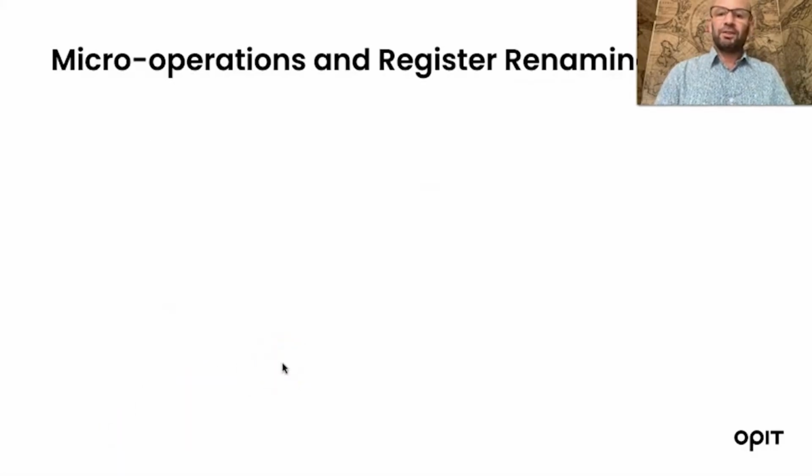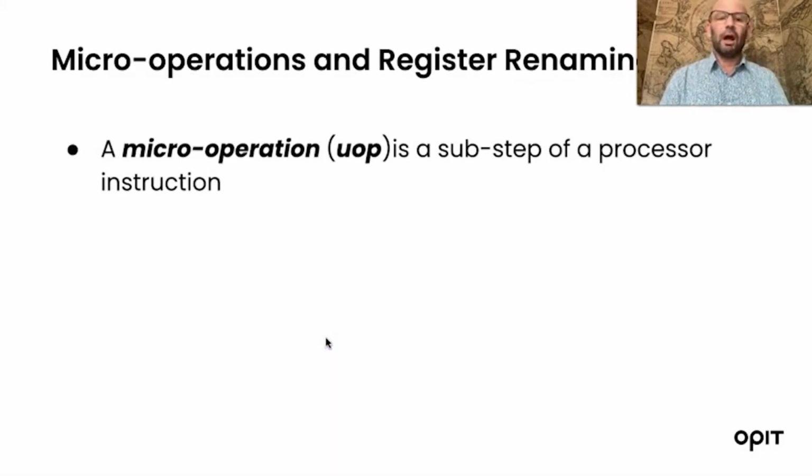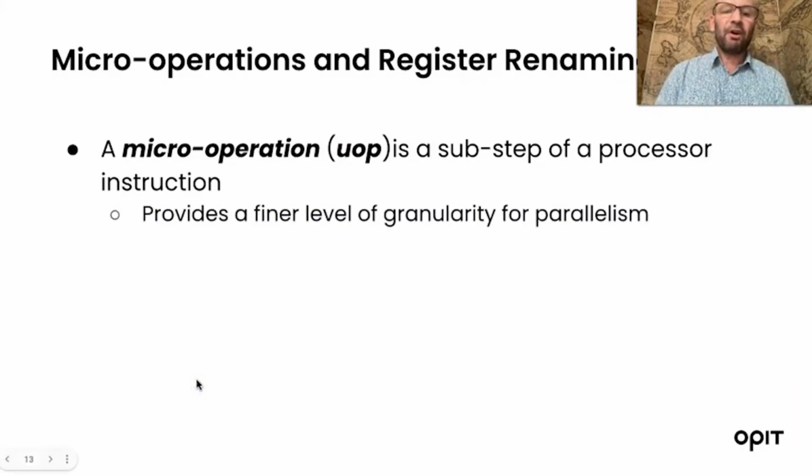Now, micro operations and register renaming. So a micro operation, a mu op. It looks like a U here, but this is actually the mu character. So a mu op is a substep of a processor instruction. It's a smaller set of operations on a basic instruction, and this provides a finer level of granularity for parallelism.